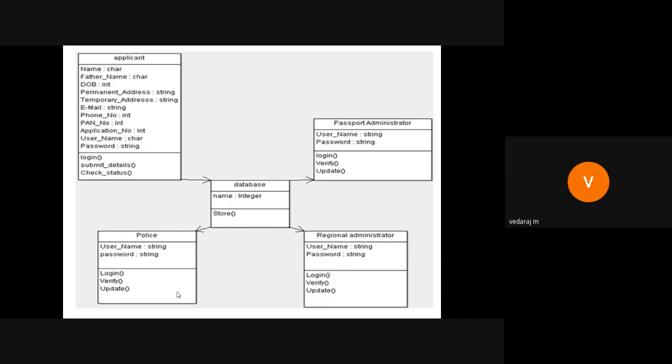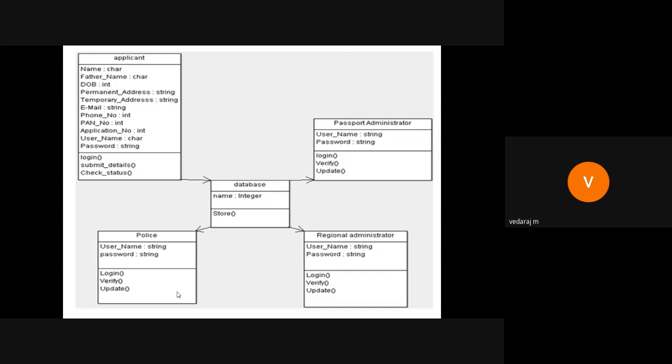For example, any application: passport automation system, hospital management system, student management system. In every application one backend is a must, right? All the details should be stored in a database. See, in the middle you draw a database. I will tell you how to draw a class diagram in a very simple way. Everyone should draw. In the middle you put a database, because in every application we are storing some data, right?